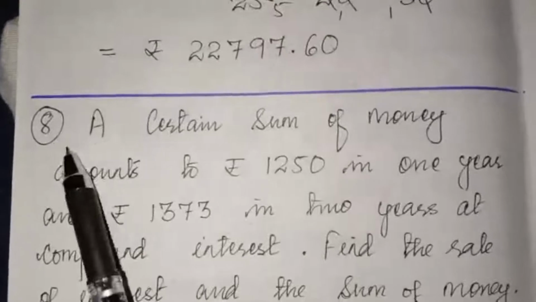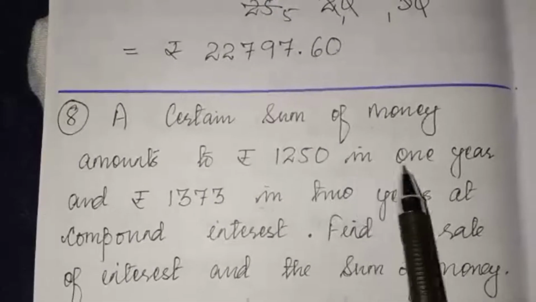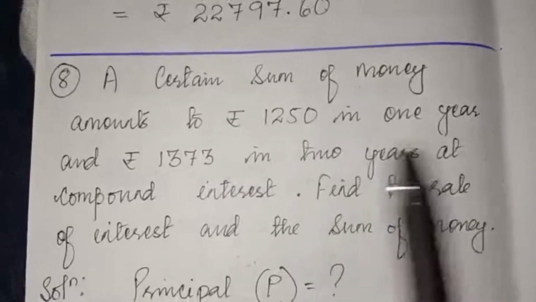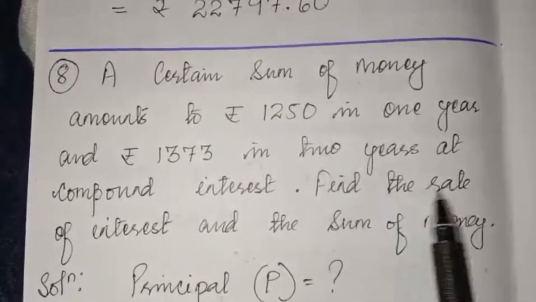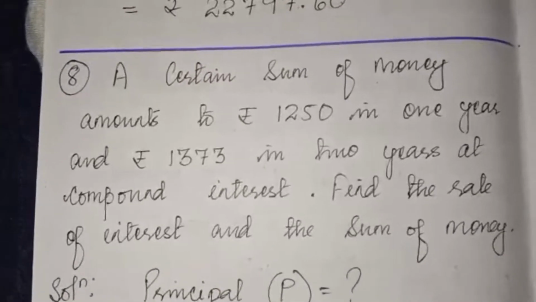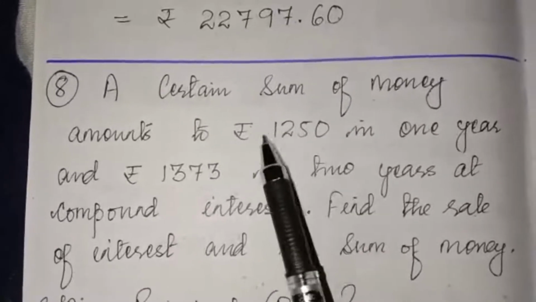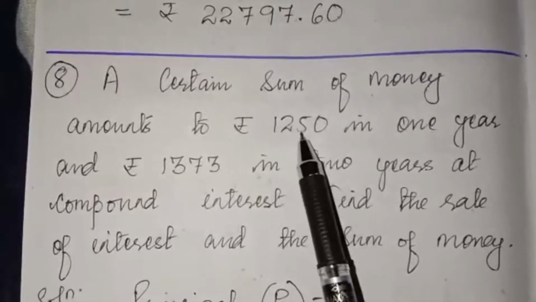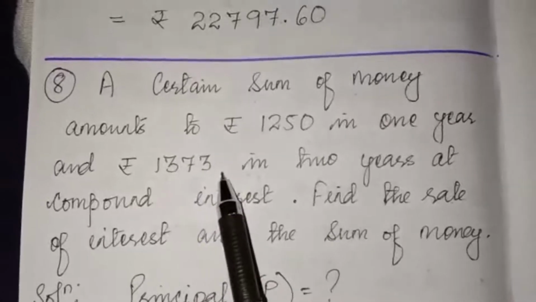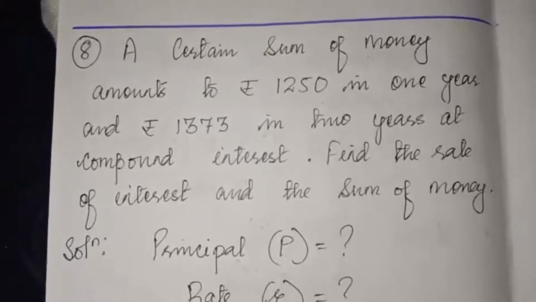Next is question number 8. A certain sum of money amounts to rupees 1250 in 1 year and rupees 1373 in 2 years at compound interest. Find the rate of interest and the sum of money. So here principal is not given, but that principal will amount to 1250 in 1 year. That means amount at the end of first year is 1250. Then the amount at the end of second year will be 1373, but we don't know what is the principal. So we have to find the principal and rate of interest.